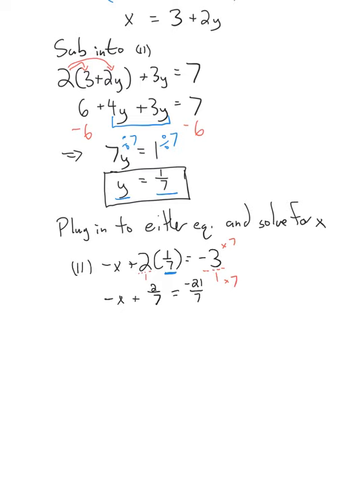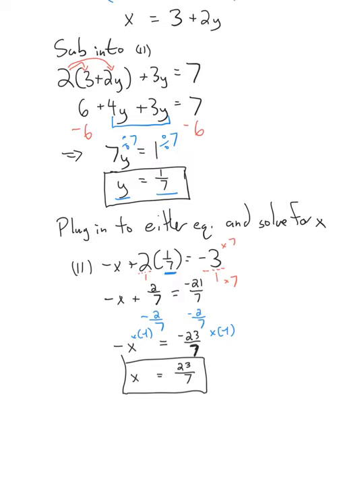And again, we're solving for x, so let's subtract 2/7 from both sides. So we get negative x plus 2/7 minus 2/7 is 0. And minus 21/7 minus 2/7 is minus 23/7, or negative 23/7. And again, let's multiply by negative 1 on both sides. And we get that x is positive 23/7.